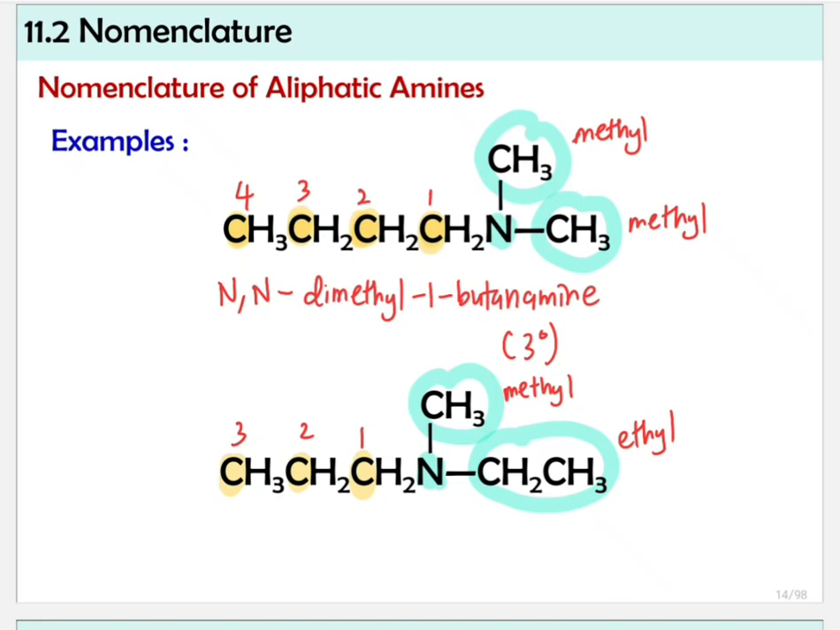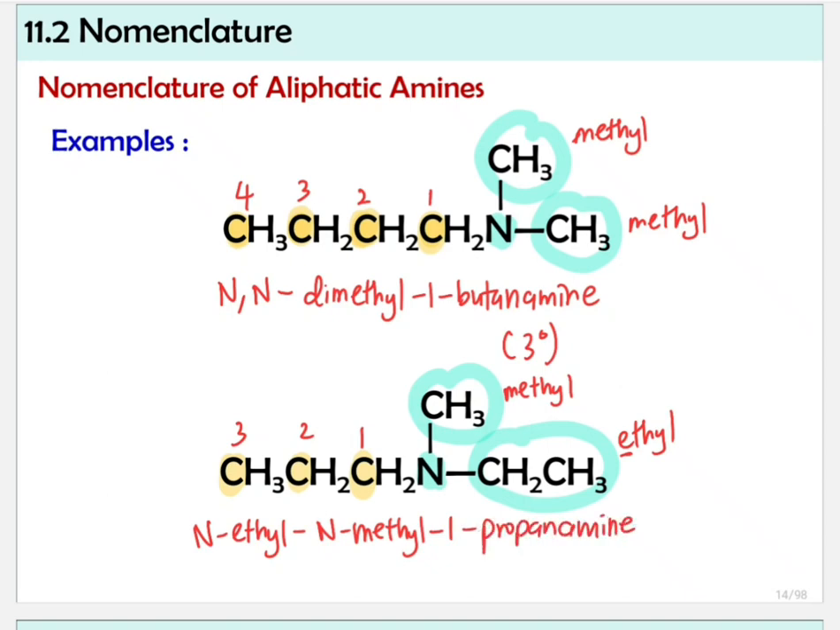Okay, jadi untuk yang ini masih kita ikut rule macam sebelum ini. Kita akan tengok alfabet mana yang datang dulu. So, E, ethyl datang dulu, baru M. Jadi untuk nama penuh, N-ethyl, okay. And methyl. Okay, jadi awak dah habis tulis nama untuk nitrogen. Okay, and then full name for this, sambung je dengan parent. So, 3 karbon adalah prop, okay. Jadi, dia adalah 1-propanamine.